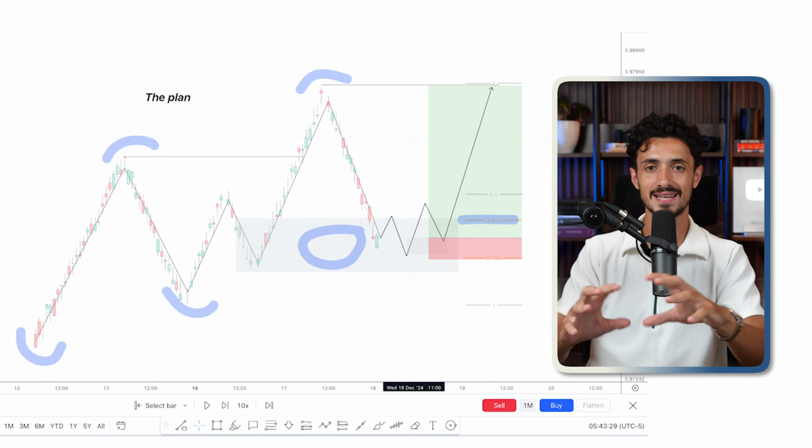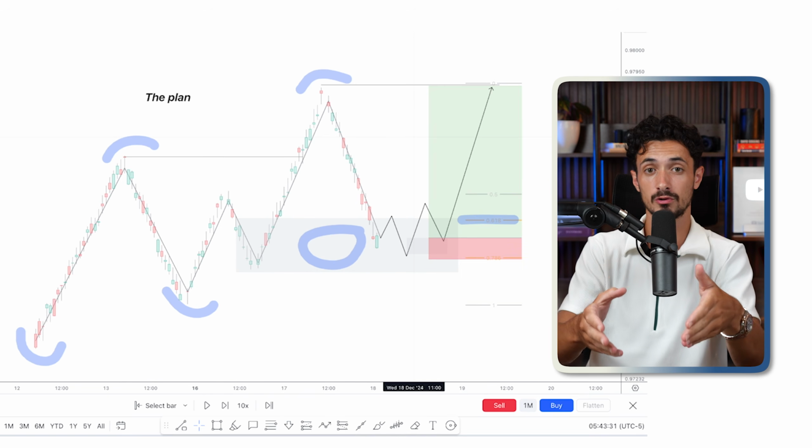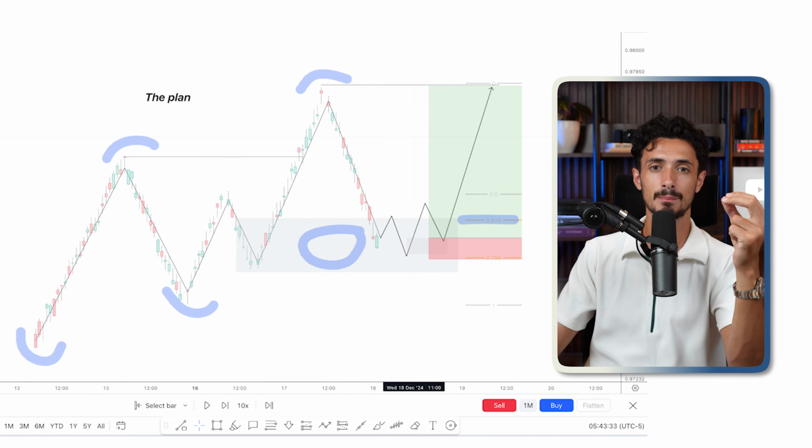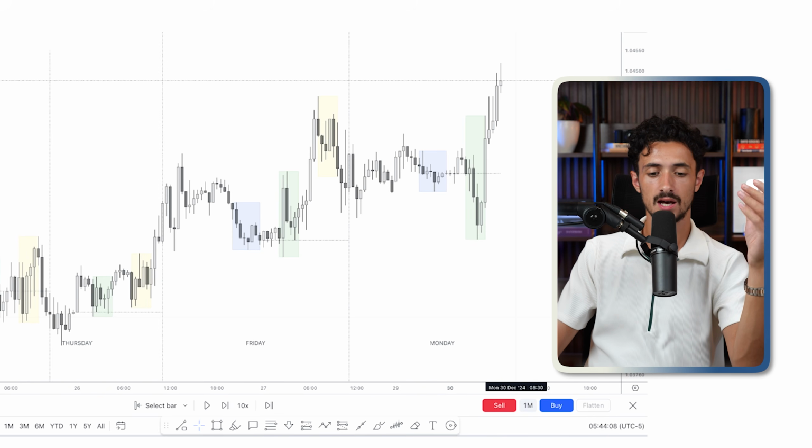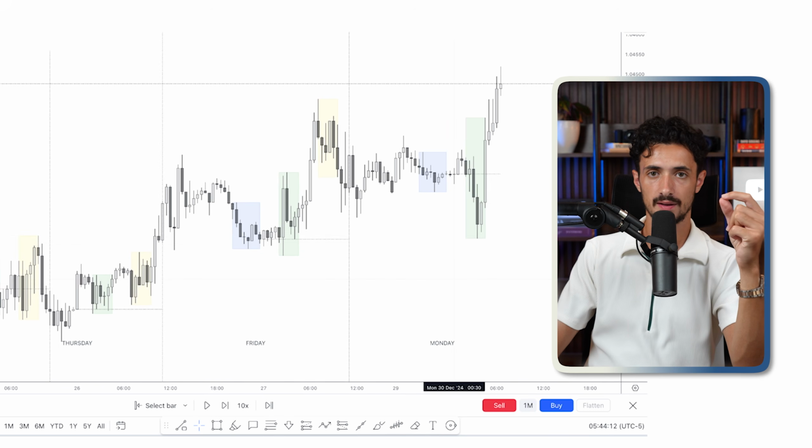So now let's take this plan and go and apply it to the real market, and I'll show you a step-by-step breakdown of this system in action. Here we are, Euro USD, which is the currency that I primarily trade. Now, step number 1, we need to identify our swing points.